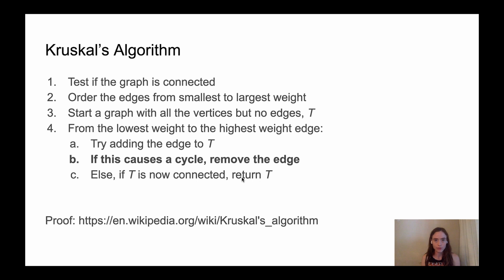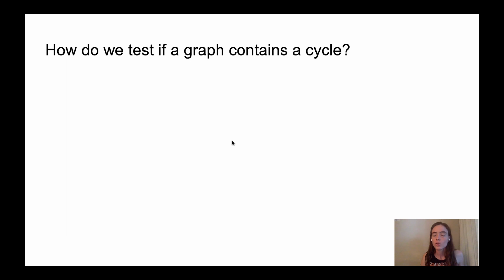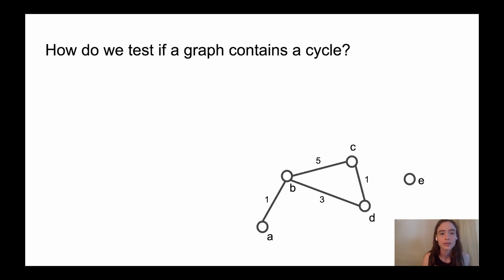If we go back to the algorithm again, another part that's not so clear is this part where it says if adding an edge causes a cycle, we remove the edge. How do we know whether adding an edge causes a cycle to be created in our graph? We can again use graph traversal algorithms to figure this out.